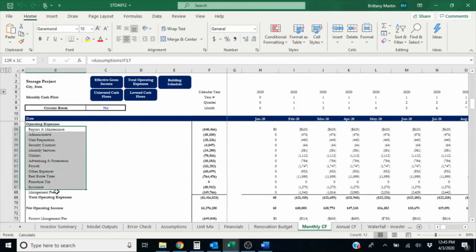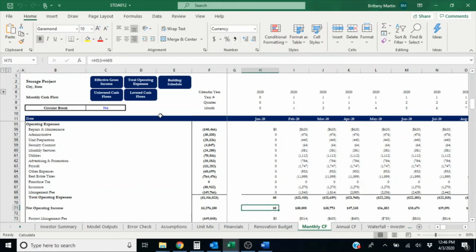Now let's move on to operating expenses, also known as OpEx. A reminder that these are expenses paid by the landlord and not by the tenants. Some of them that we commonly see are repairs and maintenance, administrative, unit preparation, security contract, monthly services, utilities, advertising promotion, payroll, salaries, other expenses, real estate taxes, franchise taxes, insurance, and management fees. So that is how we calculate NOI.